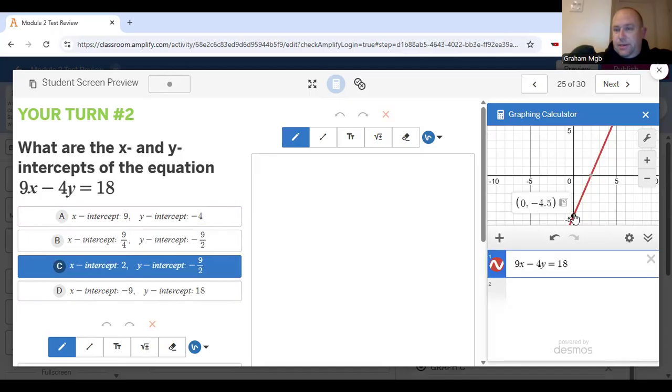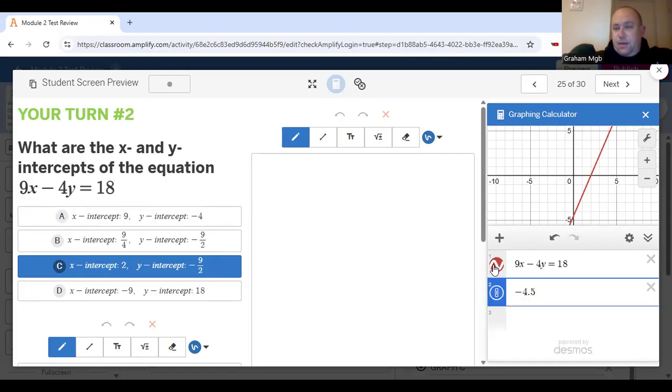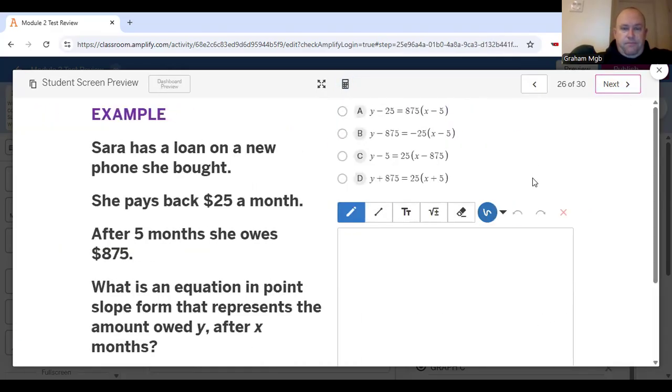Let's have a look at that y-intercept. Now, it says -4.5, but we don't want decimals because I can see in my answers that I have fractions. So -4.5, click on that fraction button, and you can see that it is indeed -9 over 2. So that's a pretty easy question to answer there as well.